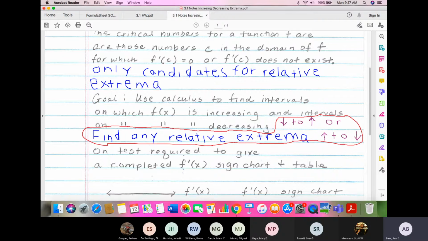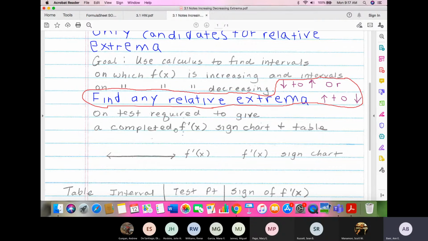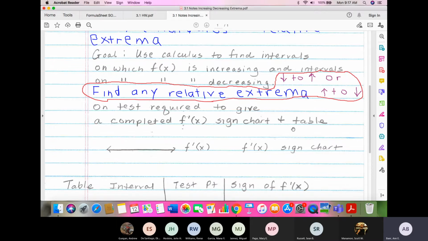So on a test, you will be required to give a completed first derivative sign chart and table. We will talk about those and do some particular problems today so you can see what I'm looking for. I'm not just looking for the answer. I'm not just looking for you to draw a graph with your calculator and identify from the graph. I want to see the calculus, and that includes the first derivative sign chart and the table.